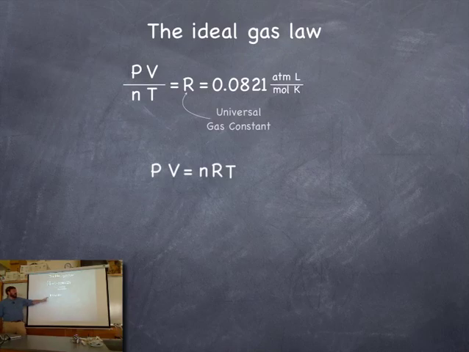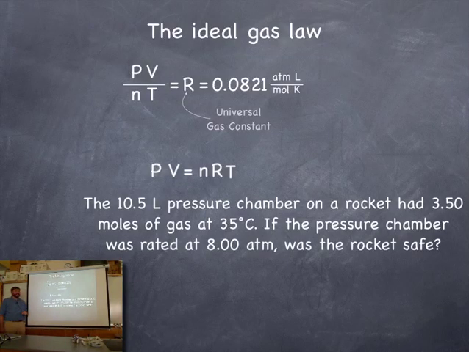All right? What is R? R is 0.0821 atmosphere liters per mole Kelvin. So I can give you problems now. Instead of giving you 7 variables, I only really need to give you 3.